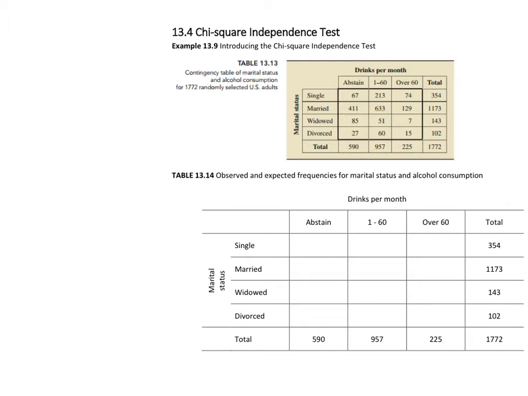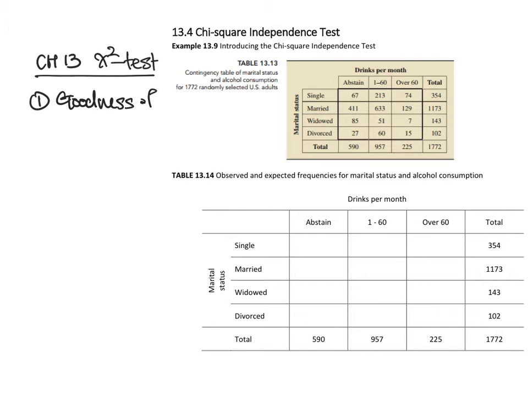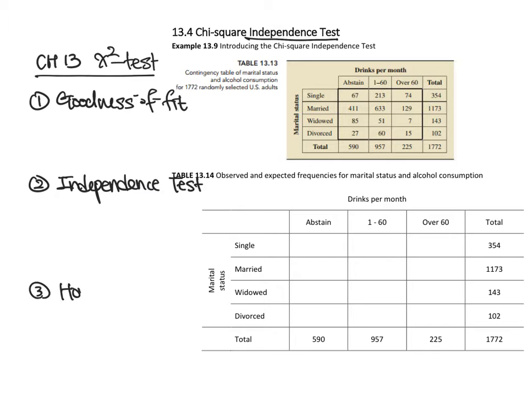In chapter 13, we discussed the chi-square test. It has three test procedures. We discussed the first one, the goodness of fit. And today, the second one is the independence test. And the third one will be the homogeneity.